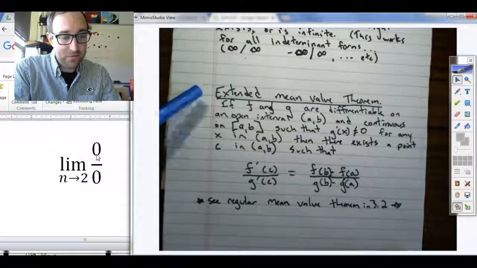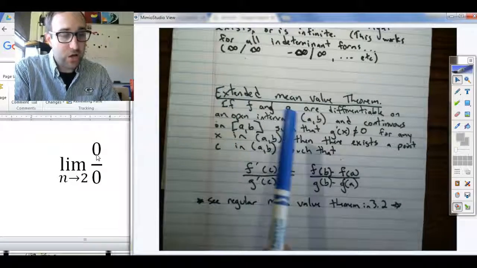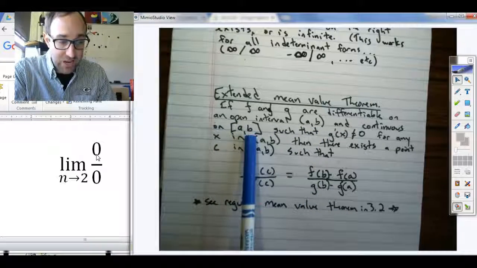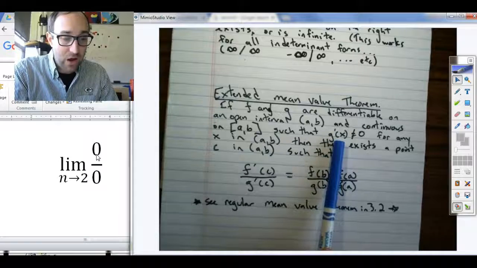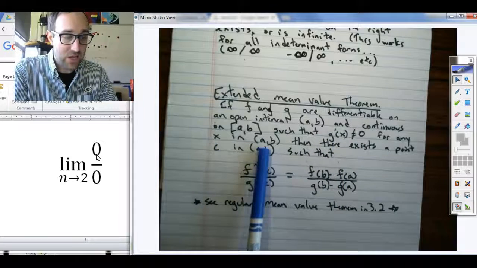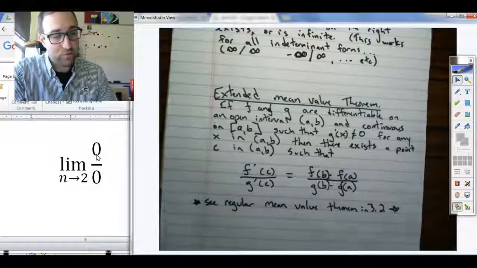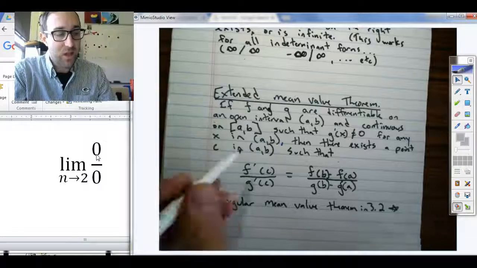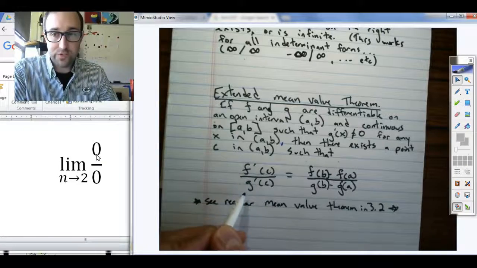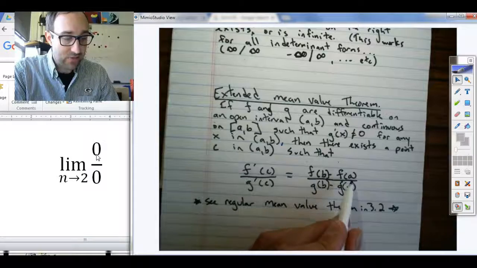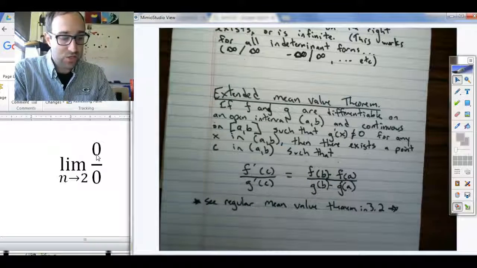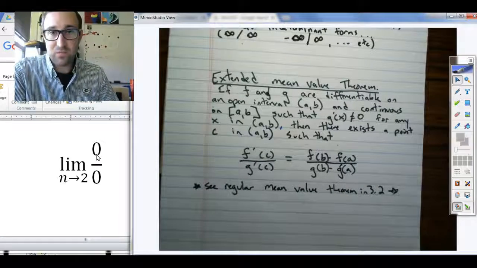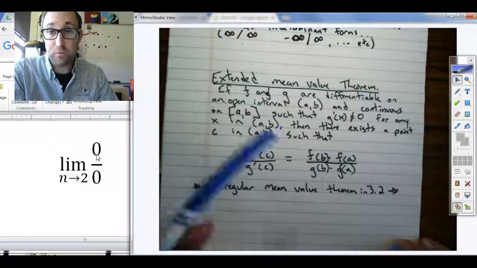Alright, so the extended mean value theorem says if f and g are differentiable on the open interval a, b and continuous on the same interval, such that g prime does not equal 0 for any x in a, b, then there exists a point c in a, b such that f prime of c over g prime of c equals f of b minus f of a, all over g of b minus g of a. There we go. And if you want to know more about that, we're going to see the mean value theorem in section 3.2. So that's probably really when we're going to be able to use both of them.